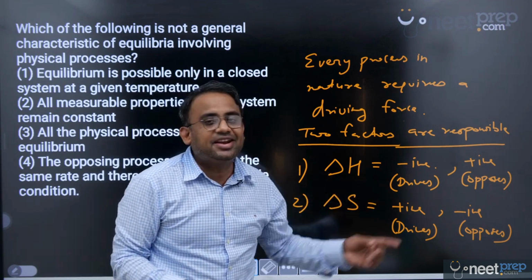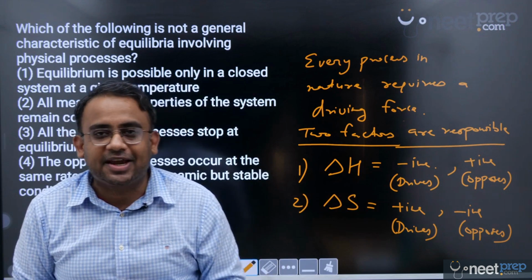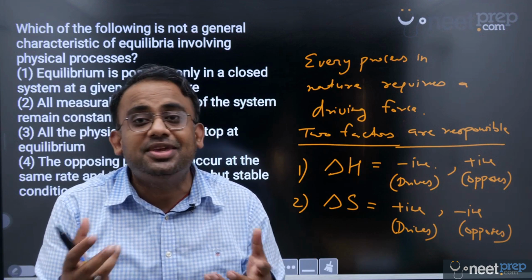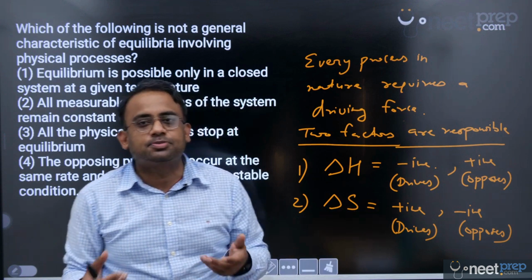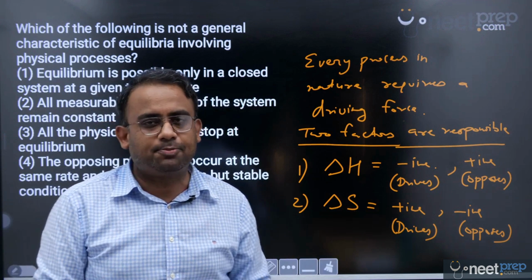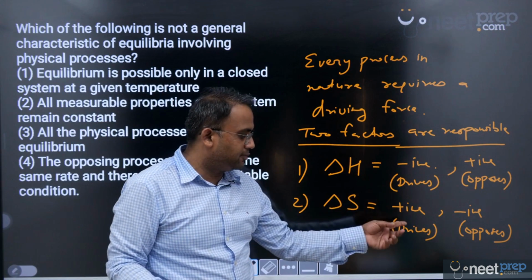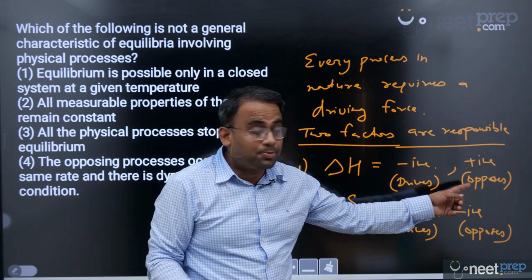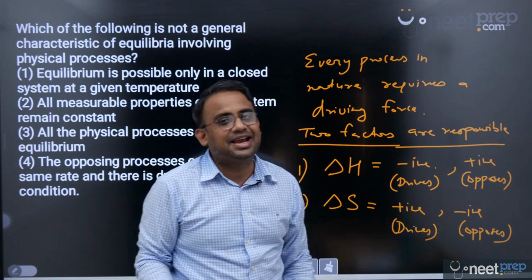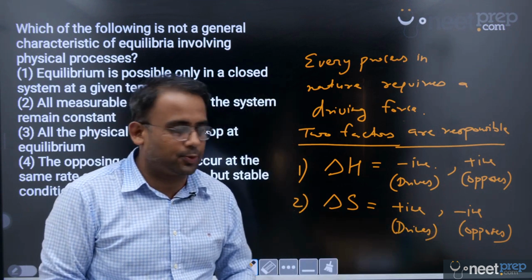So whenever delta H, the enthalpy change of a process, is negative, it drives a process, meaning it favors a process. Whenever delta S of a process is positive, again it favors a process. So we have to take care of these signs. If delta H is positive, it opposes the process, while if delta S is negative, it opposes a process.